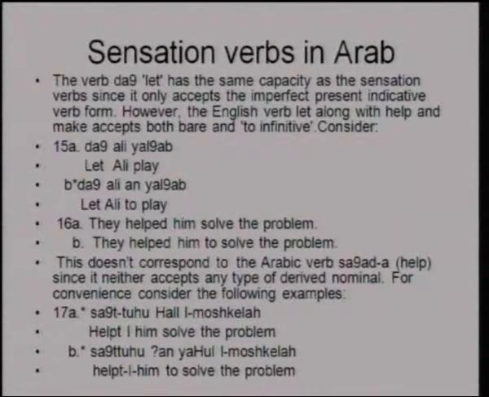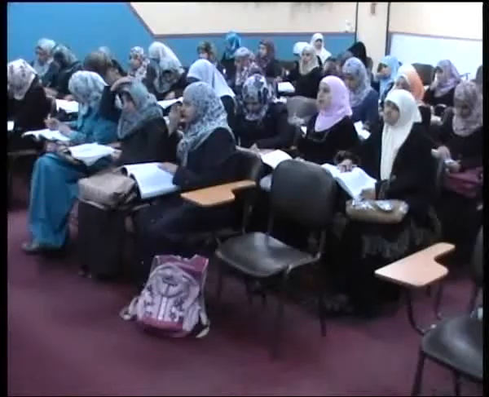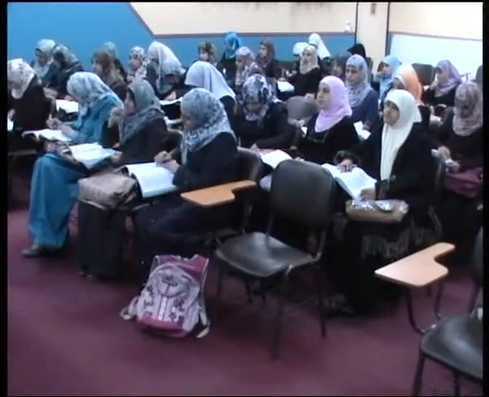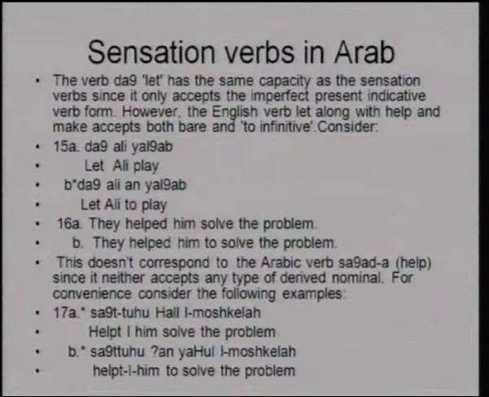Still, we have 3 verbs in English which are related to sensation verbs. These are help, let, and make. These accept both bare infinitive and to-infinitive. Now, this cannot be corresponded to Arabic, since Arabic has the inflections added to the verb. دعه يتكلم عن الخطة. دعه يتكلم. Present imperfect indicative form of the verb.